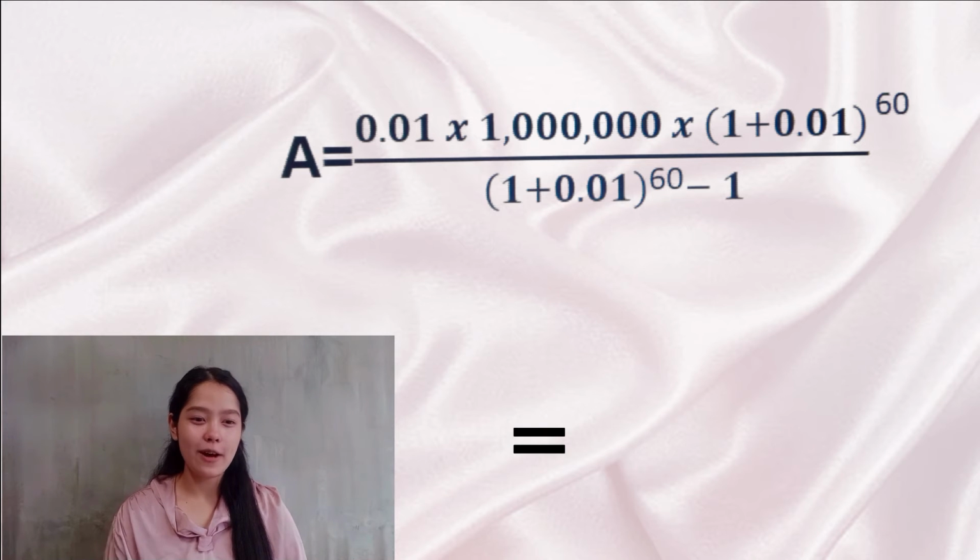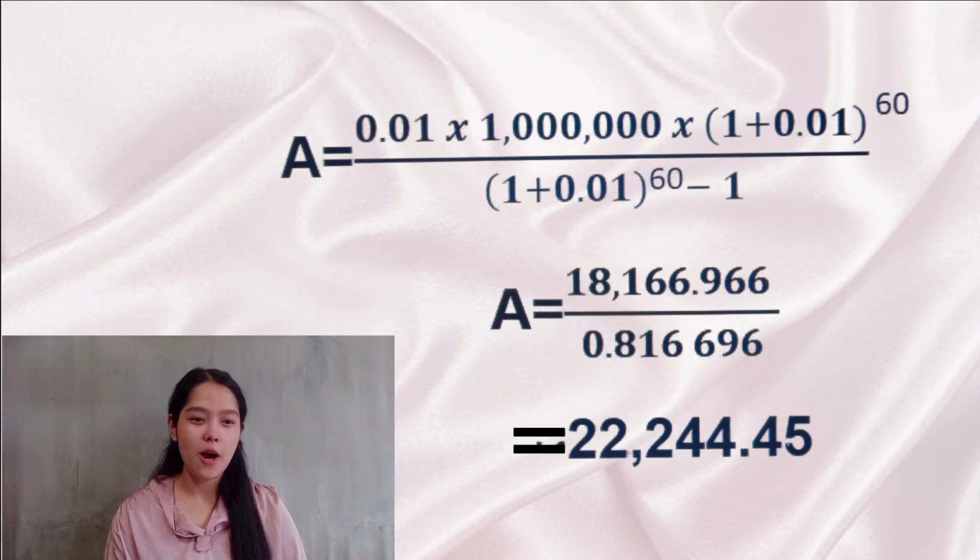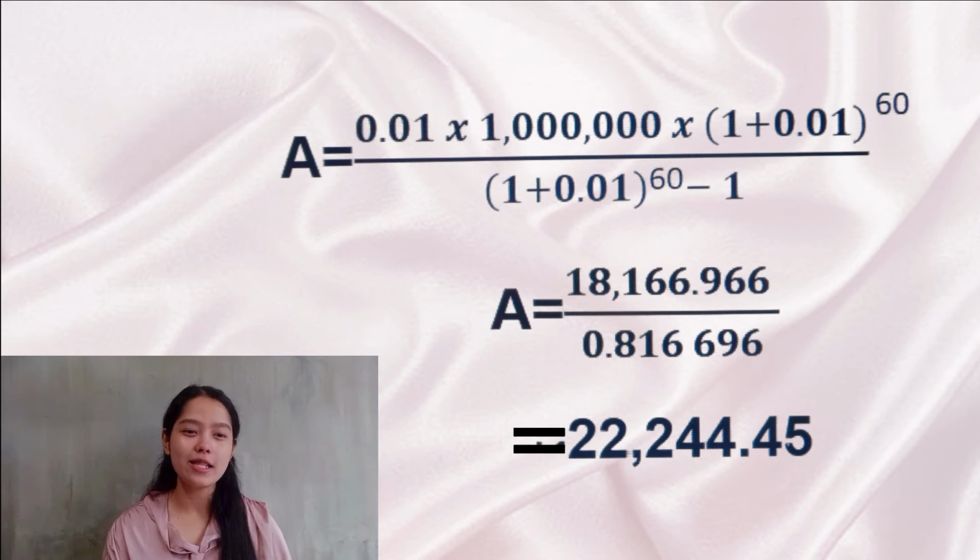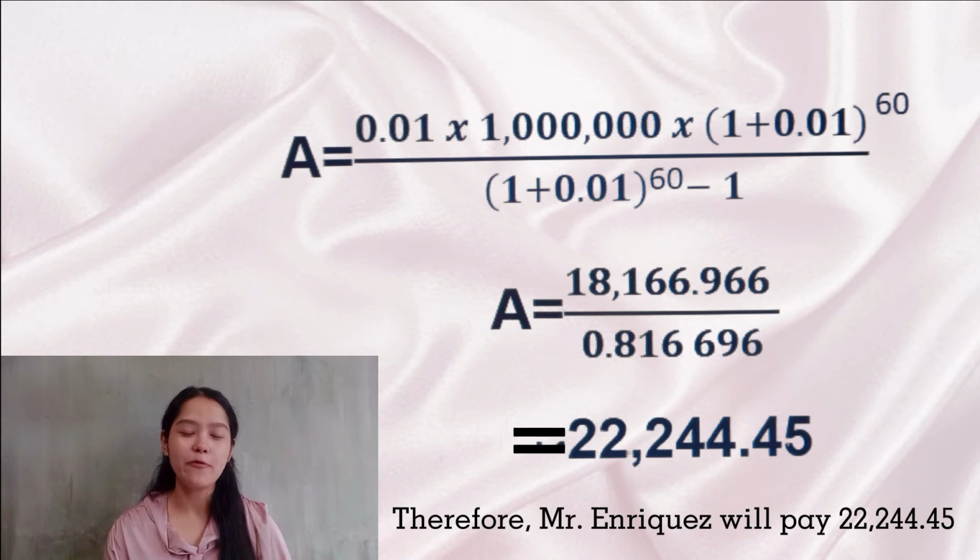So 18,166.966 divided by 0.816 is equal to 22,244.45. Therefore, Mr. Enriquez will pay 22,244.45.